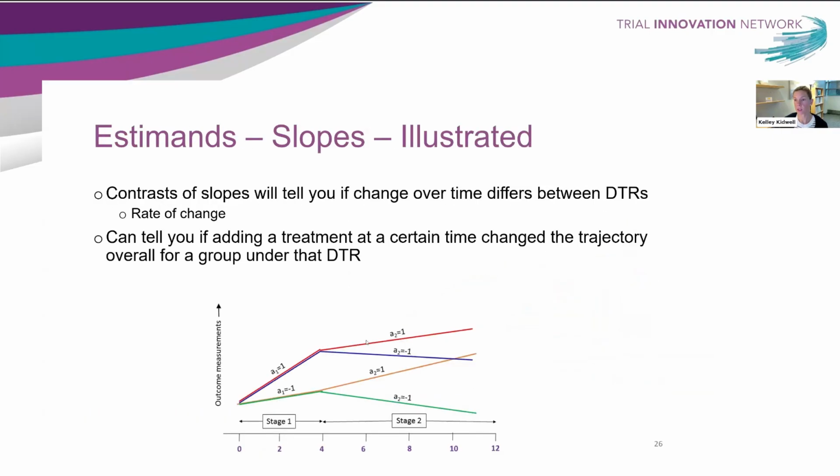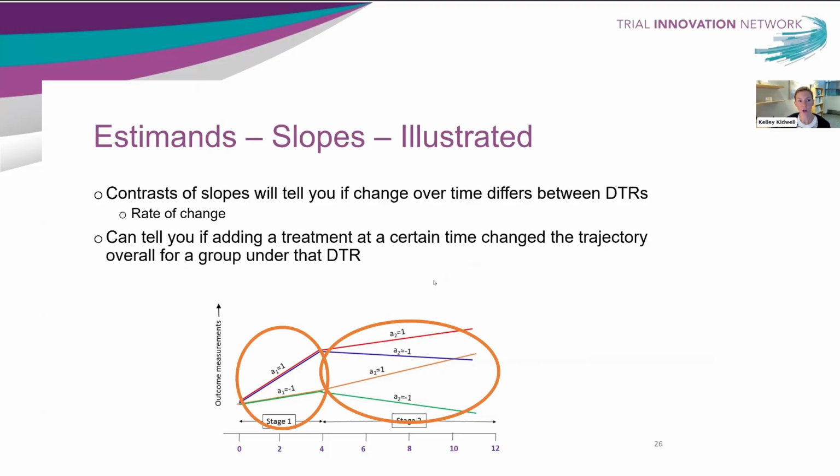Alternatively, you might be interested in slopes. And so you can look at the contrast of slopes, and that will tell you if the change over time differs between the dynamic treatment regimens, or the rate of change. And this can be really useful in terms of seeing if adding a treatment at a certain time changes the trajectory overall for a group under that DTR. And so, it can be really interesting to compare the slopes in the first stage and then the slopes in the second stage. And that can be really useful in thinking about the treatment stage specific effects.